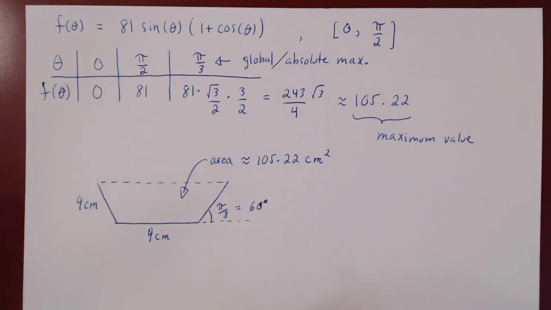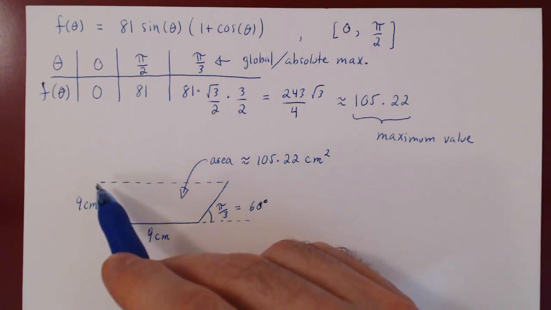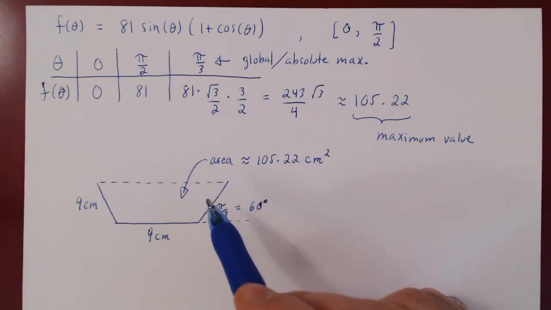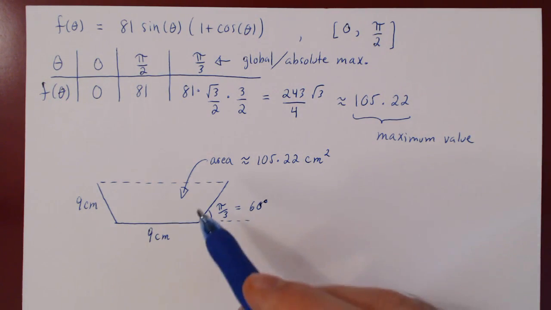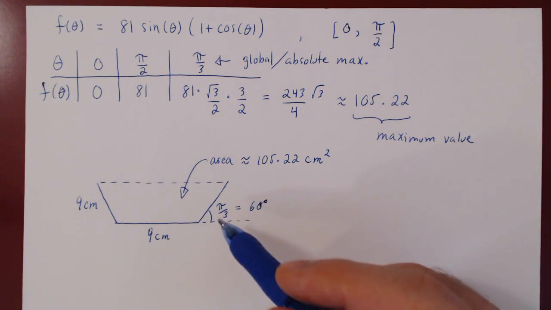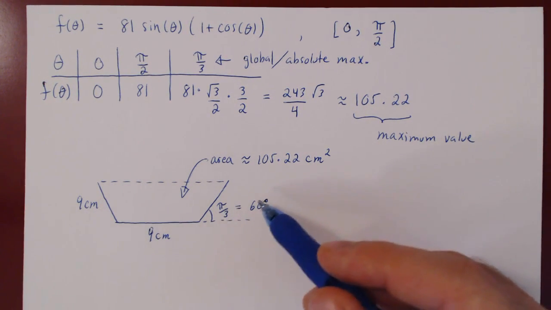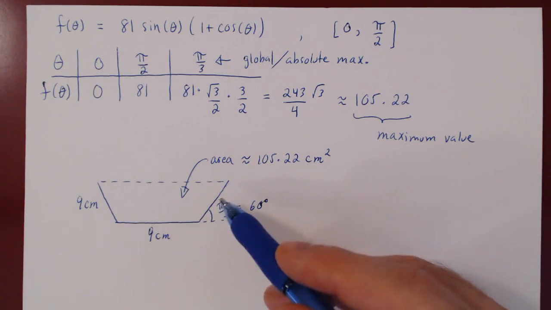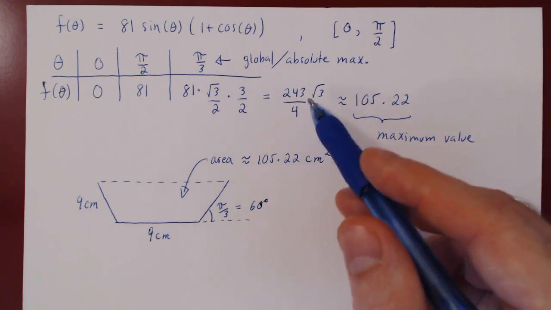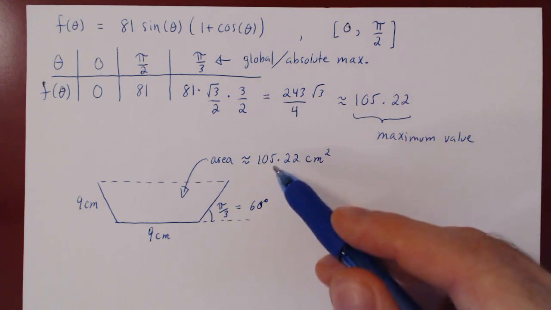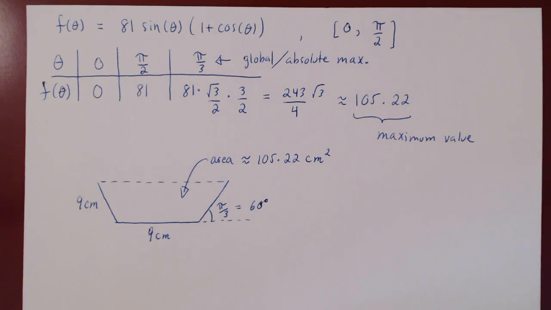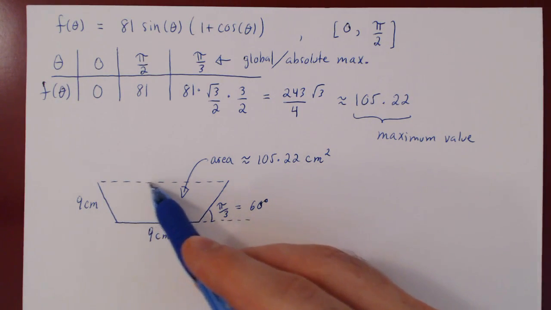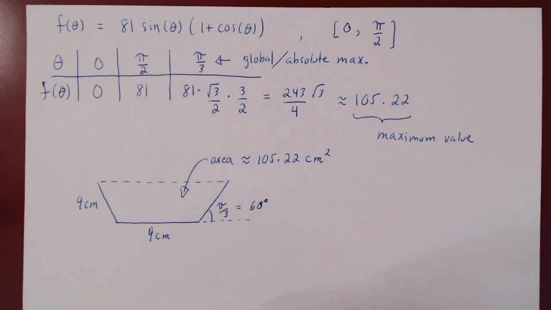But if you go back, just making sure we answer the question, it was, how wide should the opening across the top be so as to maximize carrying capacity? Well, we have answered the problem, right? If we pick the angle at the base of being pi over 3, 60 degrees, the area is as large as possible, and that's 243 over 4 root 3, approximately 105.22 centimeters squared. But the question was specifically asking for the opening across the top. Well, let's see. If you remember, we had the following picture, right?